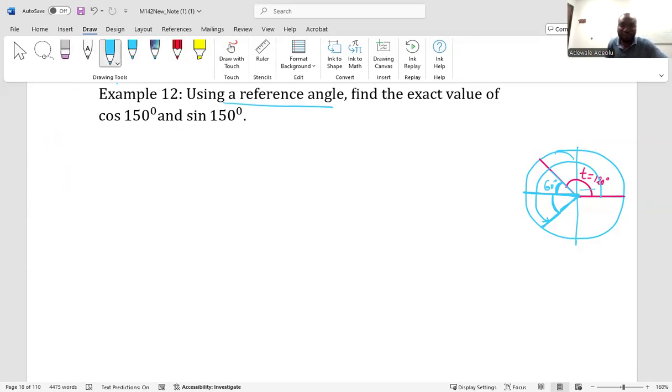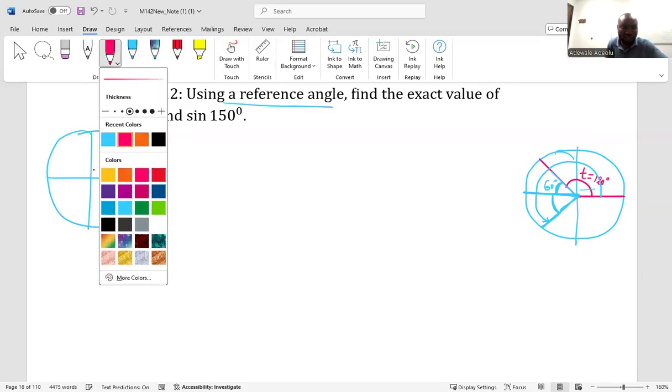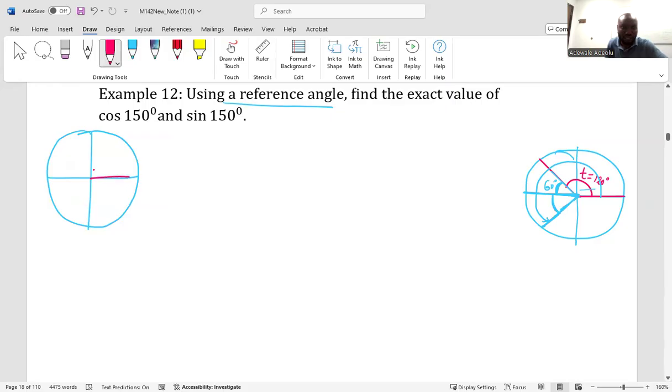So in this case, find the exact value of cosine of 150 degrees and sine of 150 degrees. So these are unit circle. We have this, we have this. Beginning from this side, the initial side, 150 degrees is going to be somewhere here. Remember, this is 180. So here would be some 150 degrees.